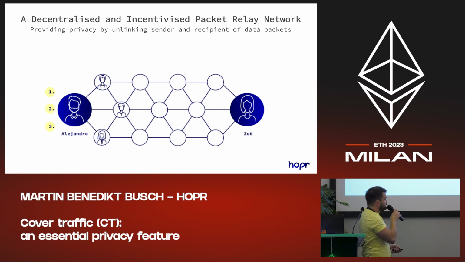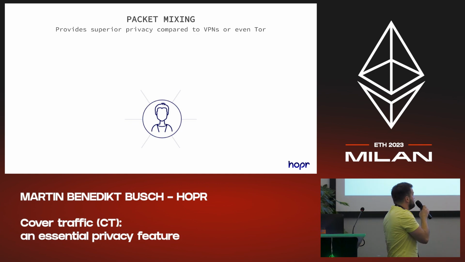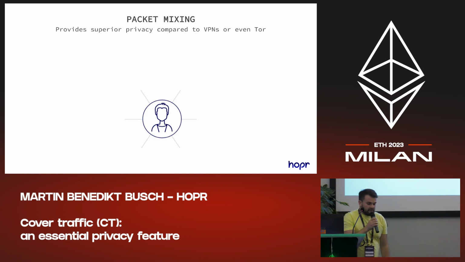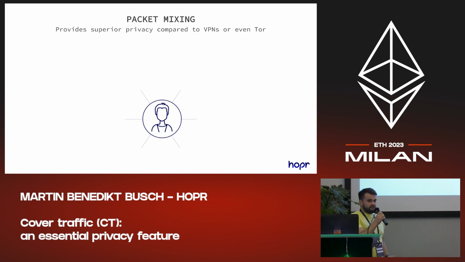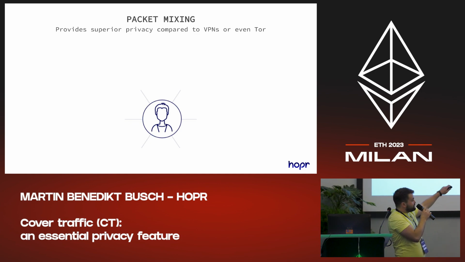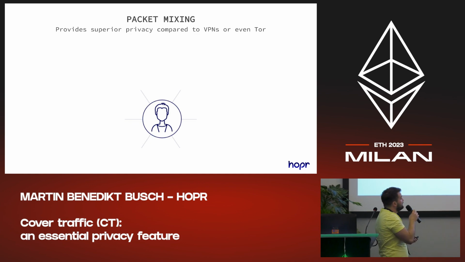On top of that, we have packet mixing, which makes the privacy superior to a classical VPN or even Tor. The data that gets into the network is not just routed through multiple hops. It also gets split up into several packages and then routed through different routes. And at each layer in the network, they get mixed, which adds an additional layer of privacy to the network.